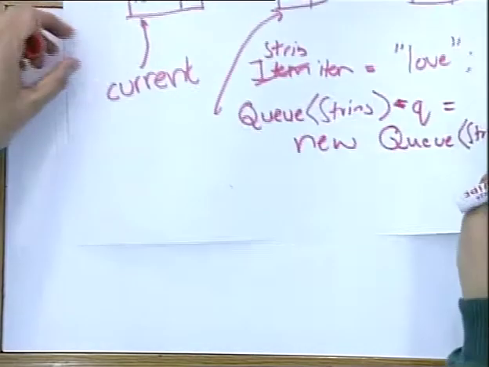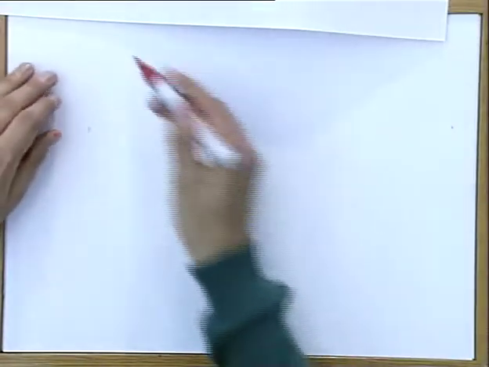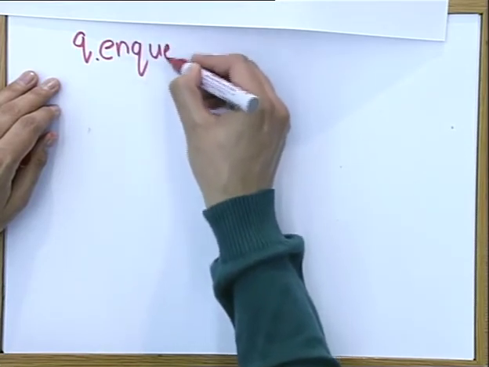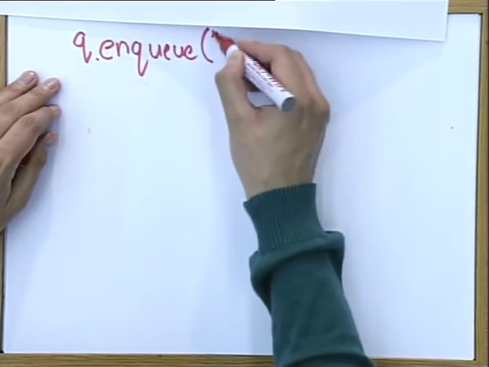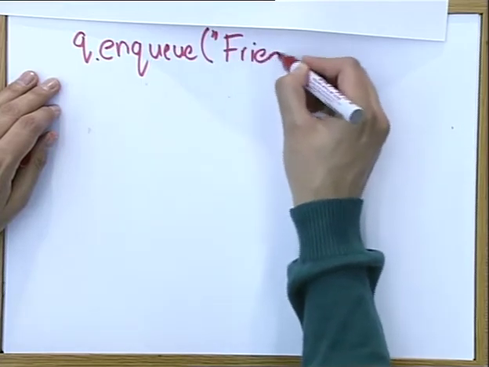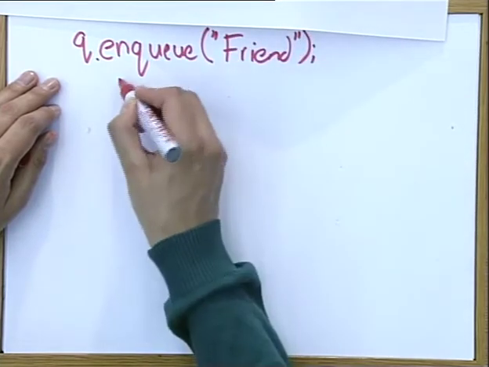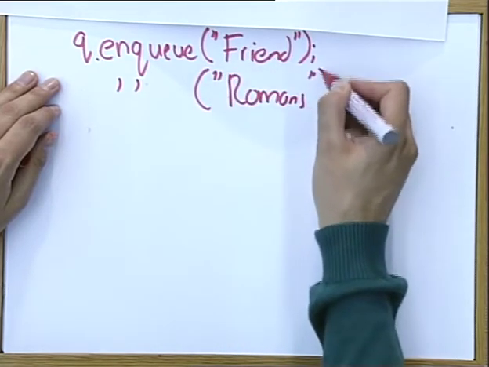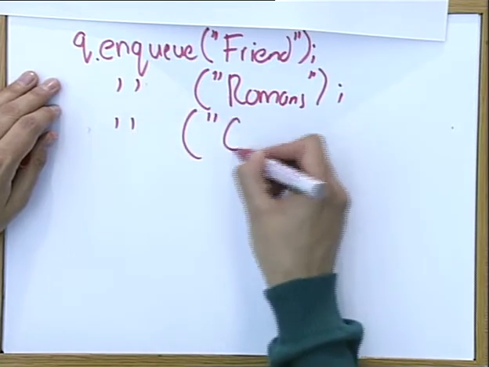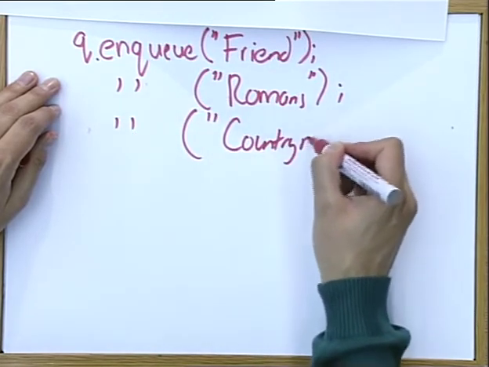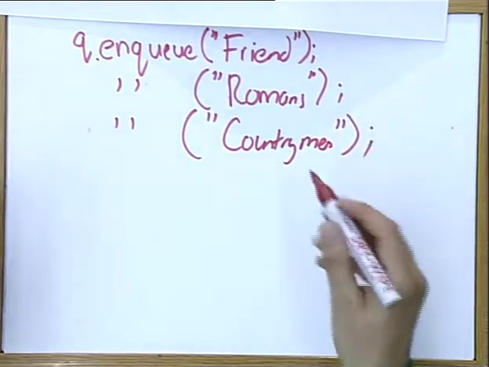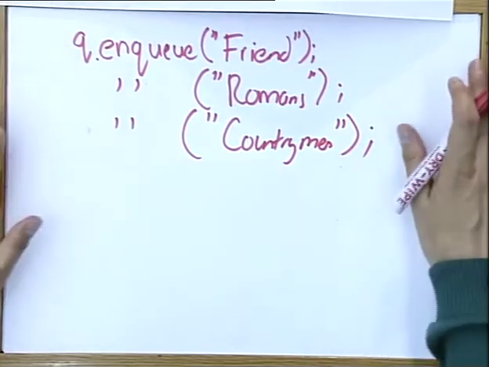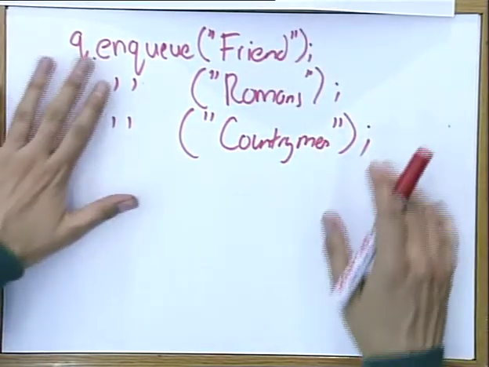What I can then do is insert a couple of elements in this queue. So I can say queue.enqueue, let's put something in there, "friends." And I can enqueue another one, say "Romans," and then maybe another one, "countrymen." And for those of you who know this, we will add some others. "Friends, Romans, countrymen, lend me your ears." Something from Caesar, from William Shakespeare.